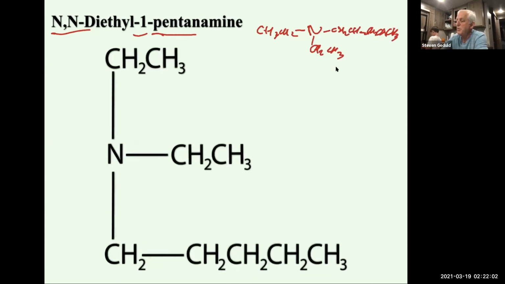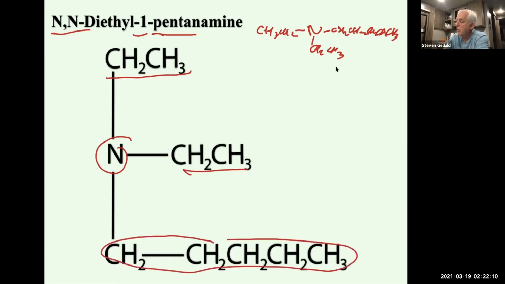Okay. So here's your nitrogen. There's your diethyl, 1 ethyl, 2 ethyls. And here's your pentyl group. And it's at the number 1 carbon, which tells you where it's attached. A lot of students forget to put this number right here. They just go ethyl, ethyl, pentyl. They forget to tell you where it's attached. You've got to tell where it's attached.